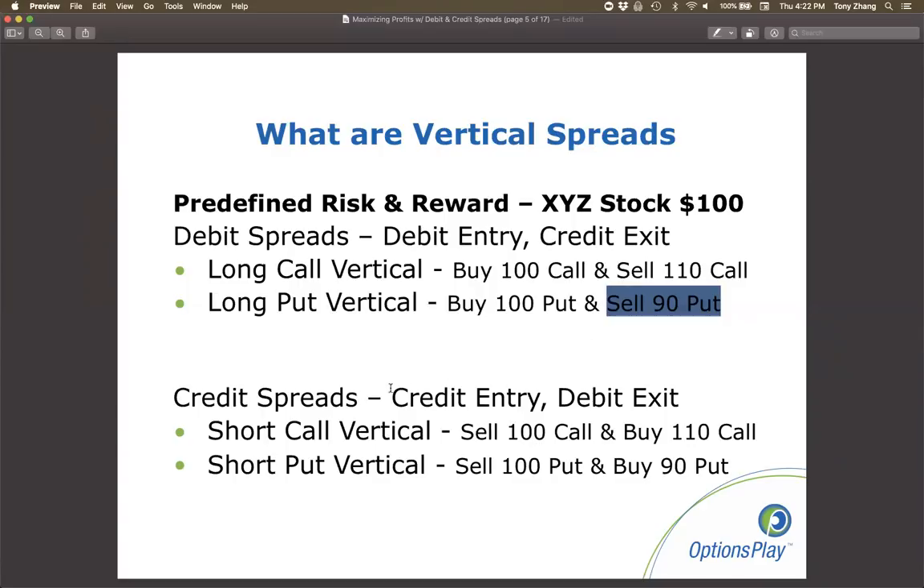Credit spreads are basically the exact opposite. It's a credit to enter the trade and a debit to exit the trade. So for an example here, if you're bearish, you can sell a short call vertical.